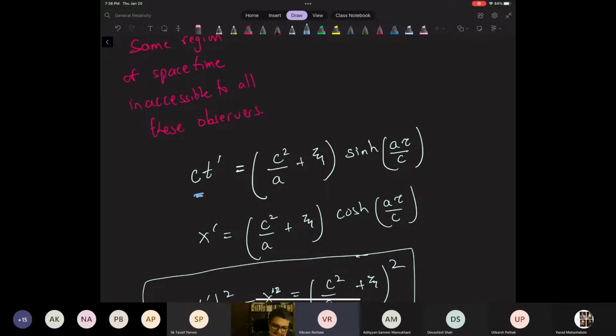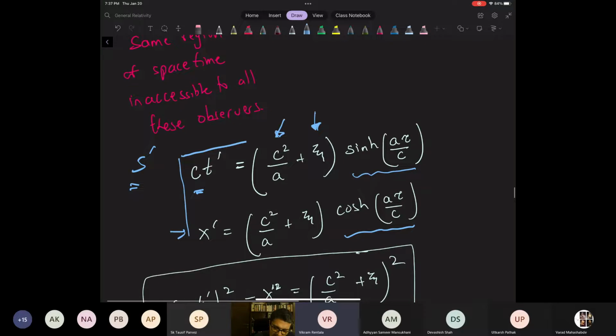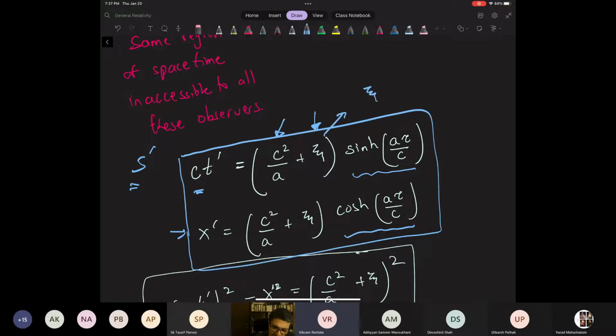ct prime, again measured in frame S prime, is, instead of just c squared by a, I've added a plus xi over here, times sinh of a tau over c. And x prime is c squared by a plus xi times cosh of a tau over c. I claim that this is the family of observers, parameterized by xi. For different xi, I get different observers. Let's see how this works.